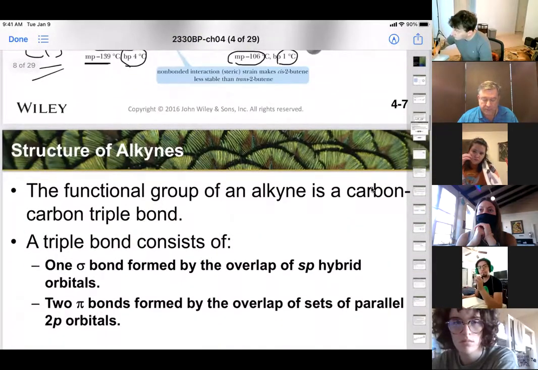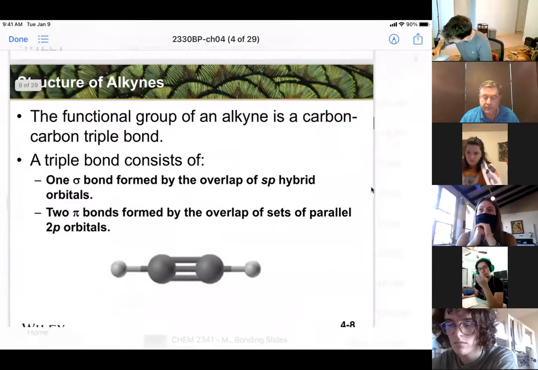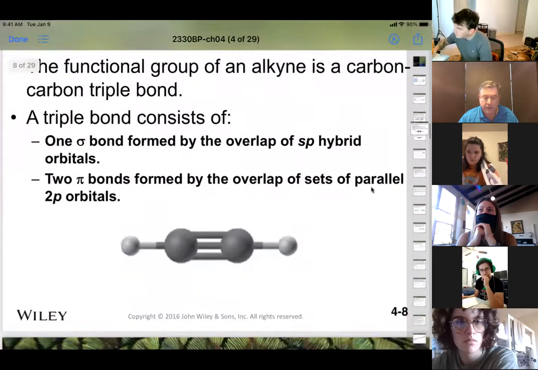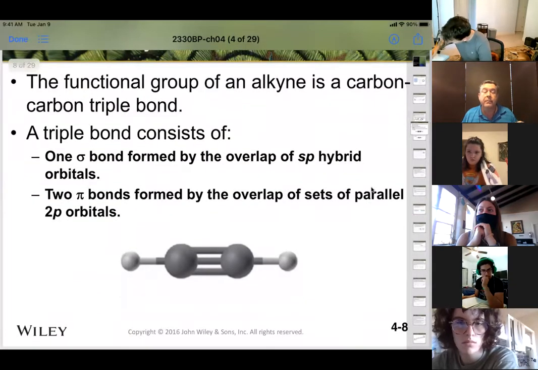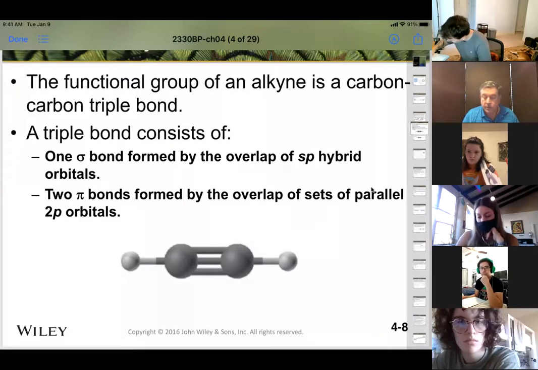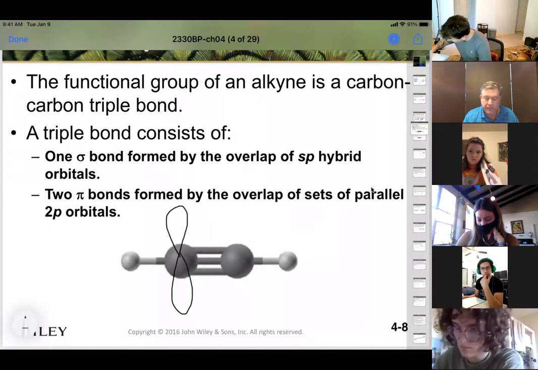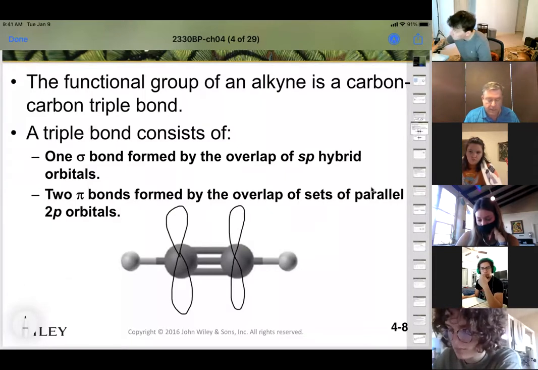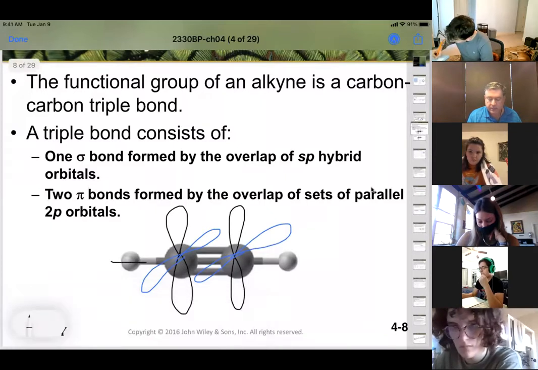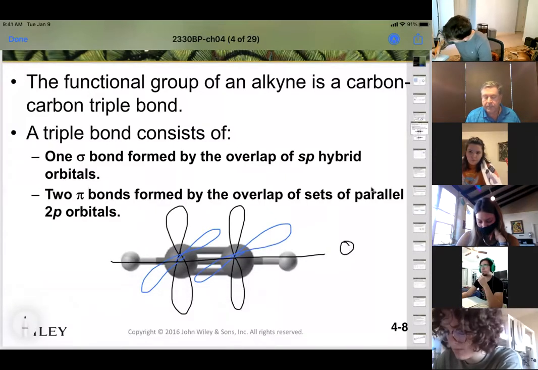Now, the alkyne is very similar to the alkene, except it is sp hybridized, meaning it has two unhybridized p orbitals. So we have a p orbital that's in the x-axis right here, and then we have another p orbital in the y-axis here. And that z-axis that runs through the middle, that's where our sigma bond is.